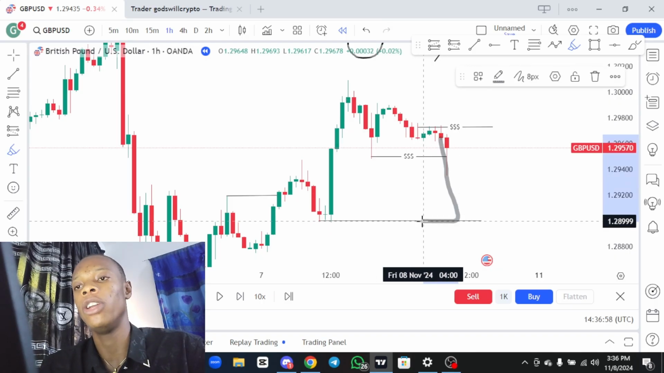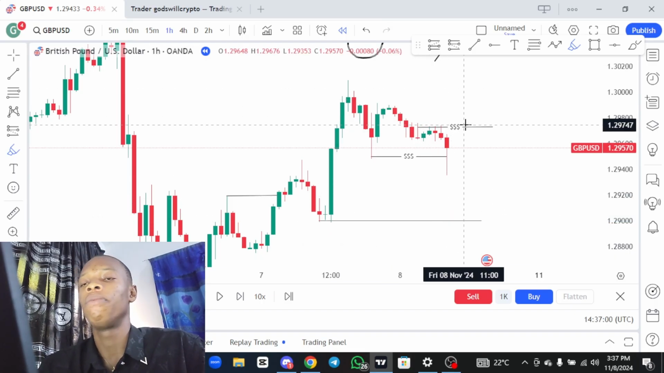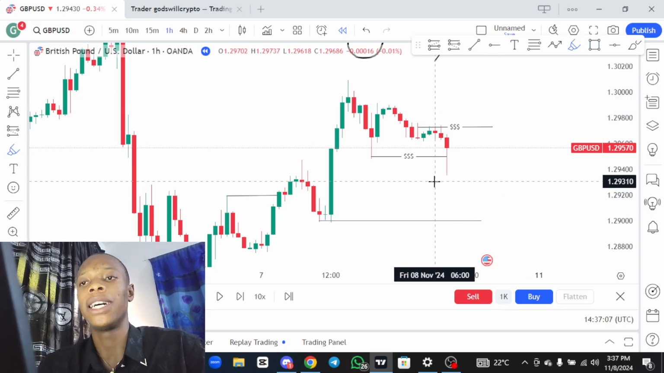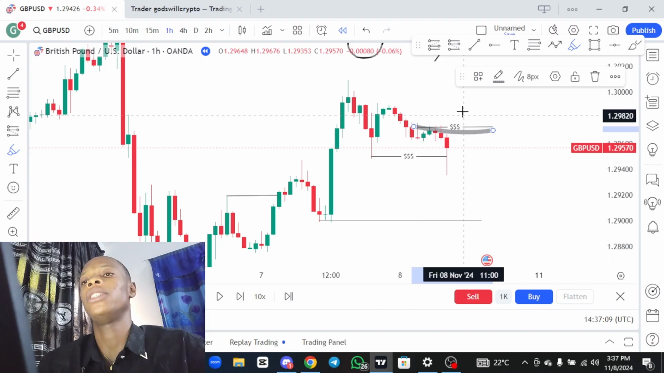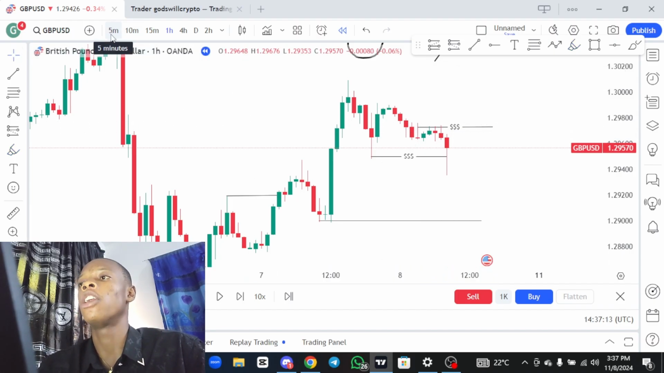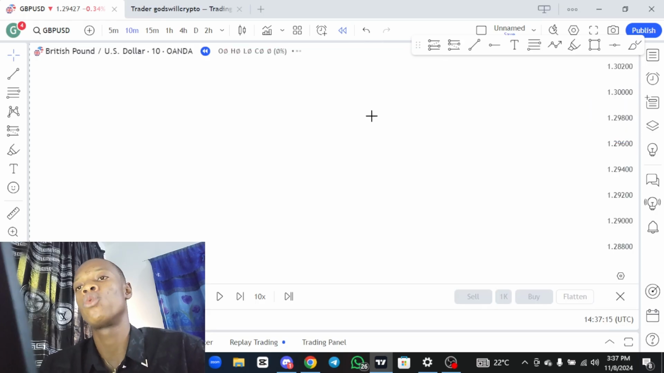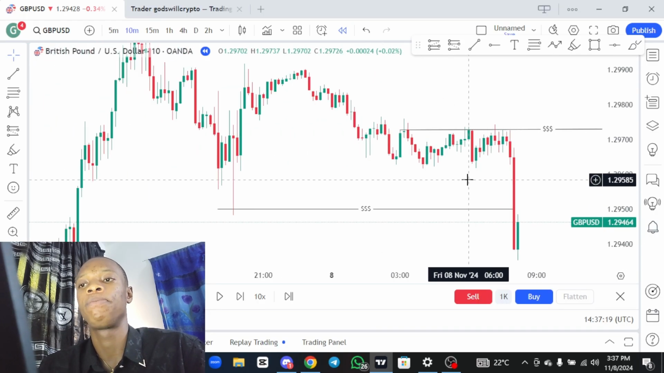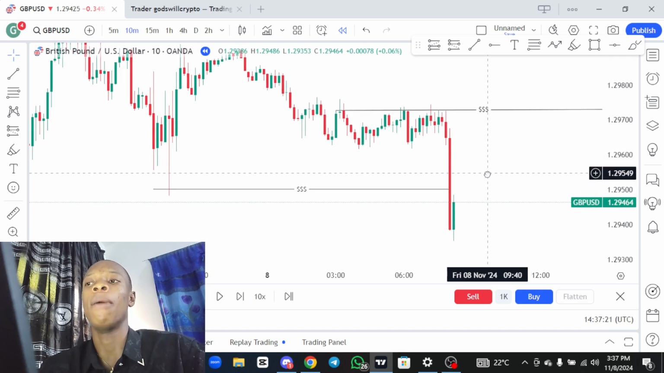I know that the market is going down to this very point, but I don't know how it's gonna do it. If it's gonna pull up first before going down, that's none of my business. But since I already marked out this liquidity on a 1 hour time frame, I then go down to a lower time frame. In the lower time frame, I wait for a sweep above that very high of the 1 hour time frame, right? I wait for a sweep above that very high.